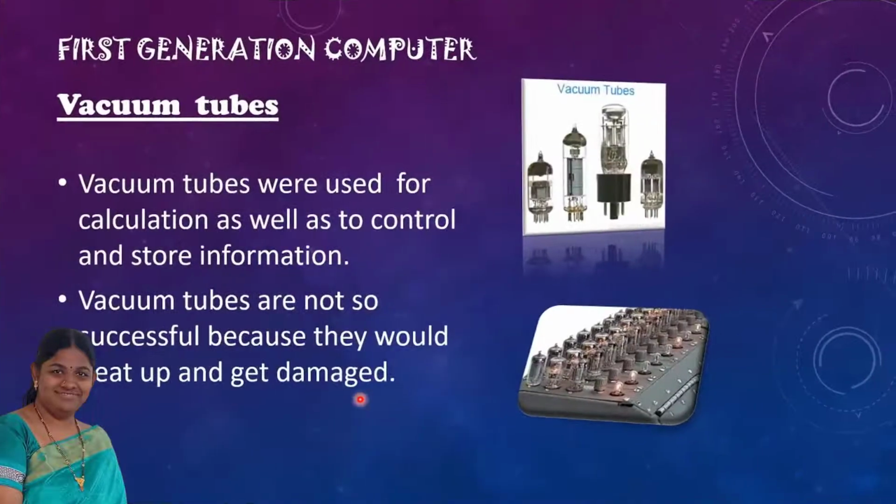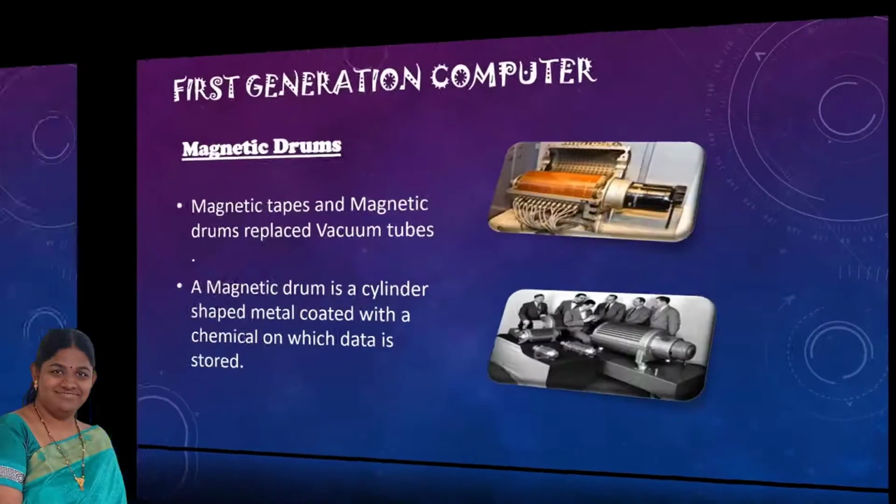Let us see what vacuum tubes look like. See, this is how vacuum tubes look, and vacuum tubes were used for calculation as well as to control the stored information. These vacuum tubes were not so successful because they would heat up and get damaged quickly. So that's the reason we moved on to the second generation of computers.